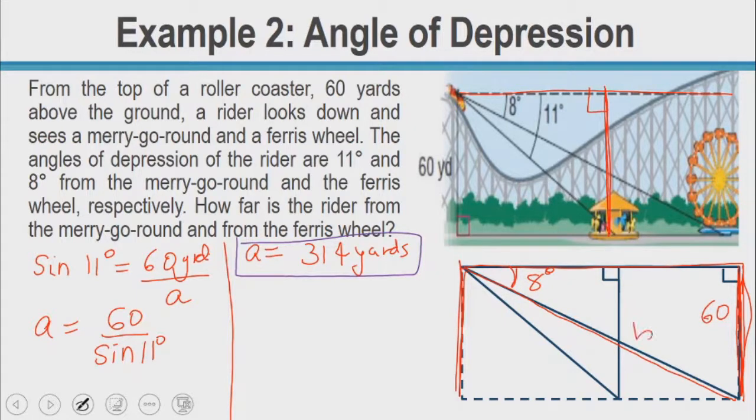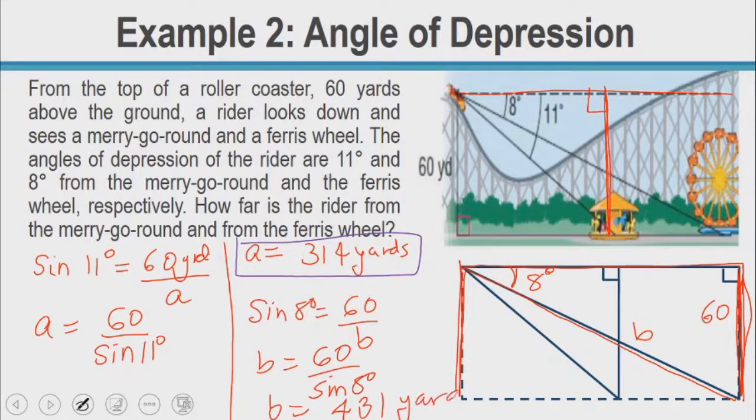So I'm looking for this B. So I'm still looking for the hypotenuse. So I'm going to do sine of 8 degrees equals opposite, which is 60, divided by B. So B again will be 60 divided by sine of 8 degrees. And if you put that into your calculator, you will see that B equals 431 yards. So the rider is 431 yards from the Ferris wheel.